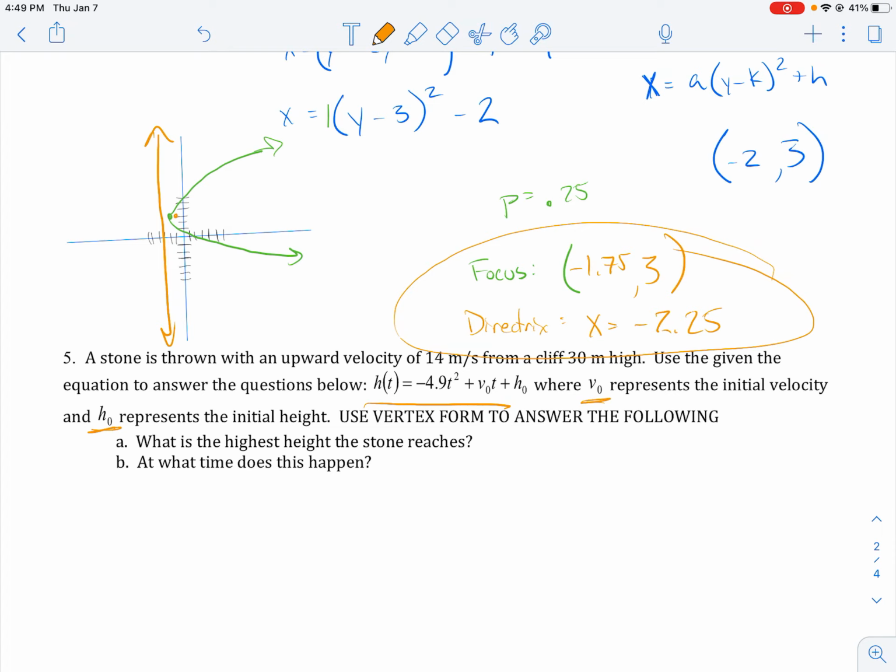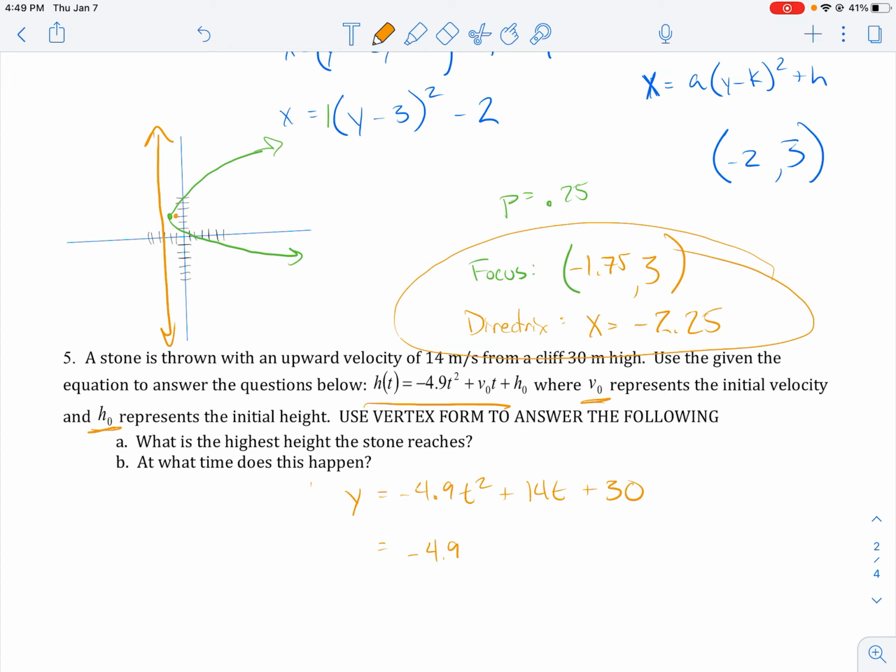Okay, so unfortunately for us, we just have to fill in some blanks here, right? And so our equation looks like this: negative 4.9 t squared plus 14t plus 30. I'm going to change that to a y. Okay. So you guys are probably thinking, Mr. Kaya, there's a decimal there. Okay, we can still pull out a GCF from there.